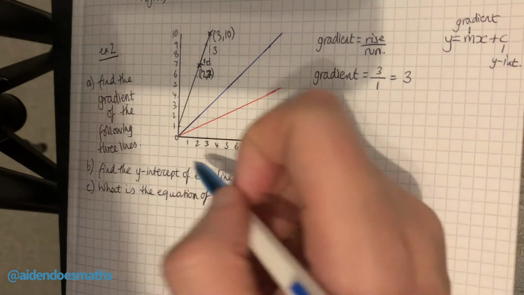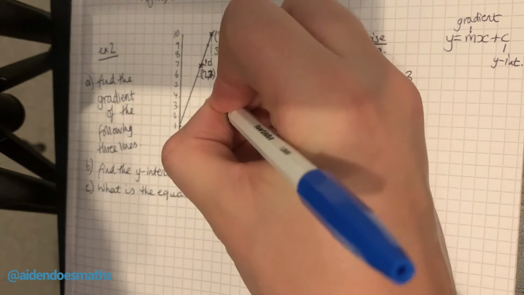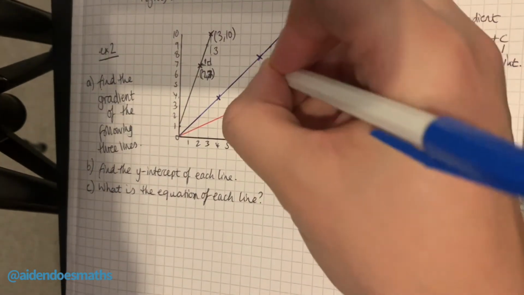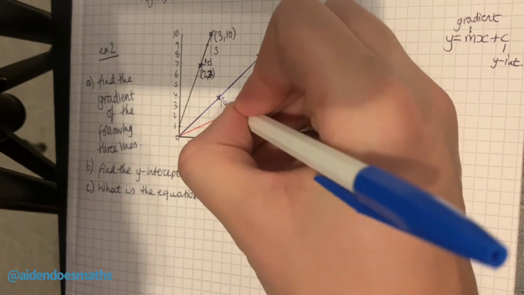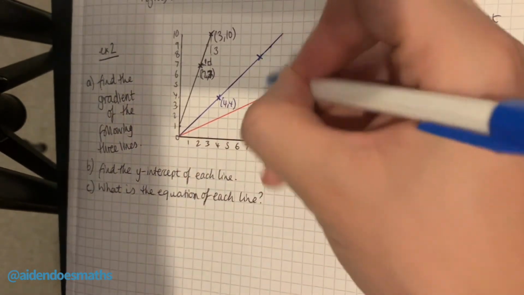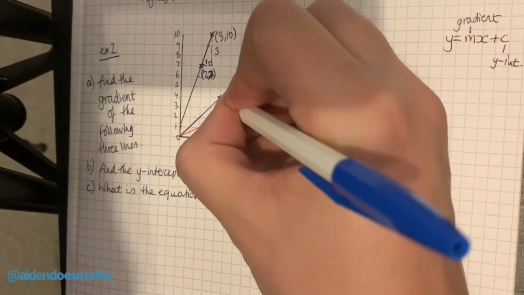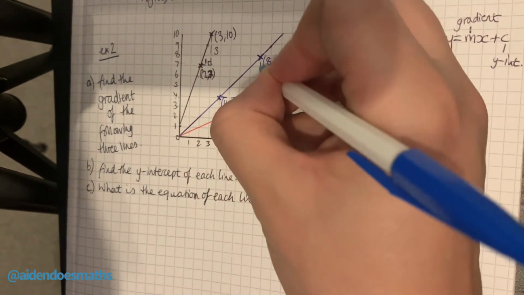Okay, if we move on to the blue line now, again, we're going to find 2 exact coordinates. So I'm going to go with this one here, just any at random. This one here is 4, 4. This one here, just double check, is 8, 8. So again, let's use our right angled triangle method.